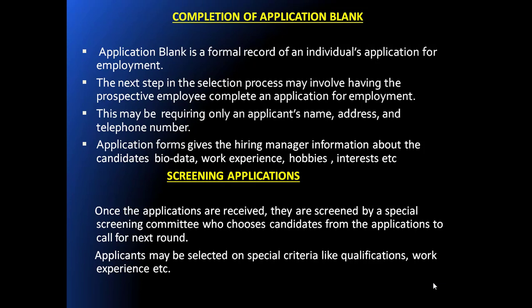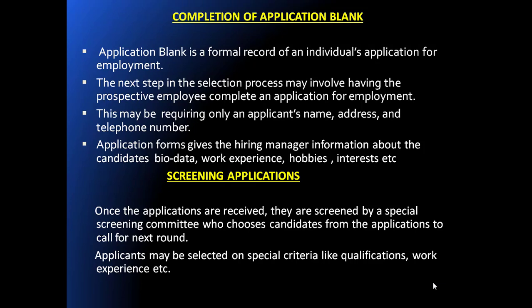Which is very helpful for the hiring manager to find the relevancy of the candidate with the requirement of the job. Right. So the basic information about the work experience, hobbies, interests, and educational qualification are being matched here with the requirement of the vacant position. Then starts the second step. After the completion of application blank starts the second step, which is screening of the applications.